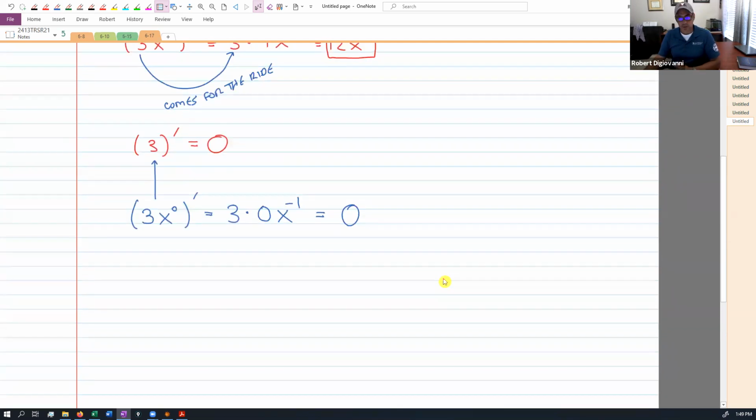Okay, let me do another one. Good job, Naja. How about this one? How about if I have pi times x to the pi, and I want to know the derivative.